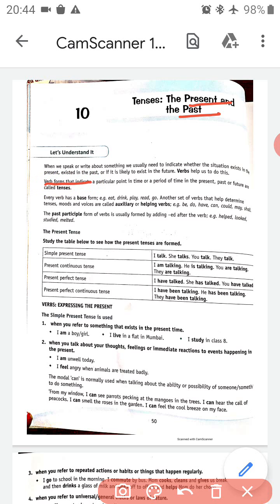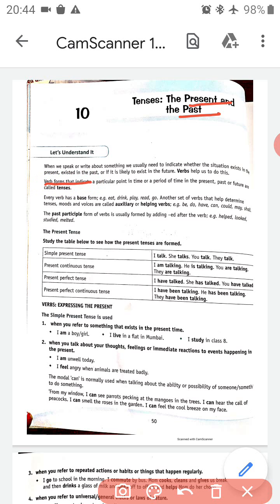Suppose today is what day? Suppose today is Tuesday. Tomorrow will be what day? Tomorrow will be Wednesday. Yesterday was which day? It was Monday. So today is Tuesday, so Tuesday is our present tense. Tomorrow will be our future tense. Yesterday, whatever day it was, is our past tense.